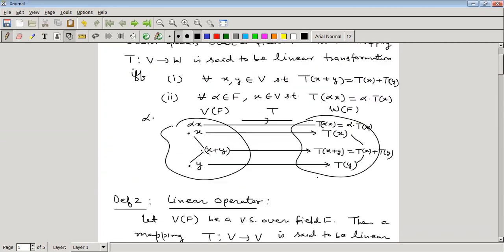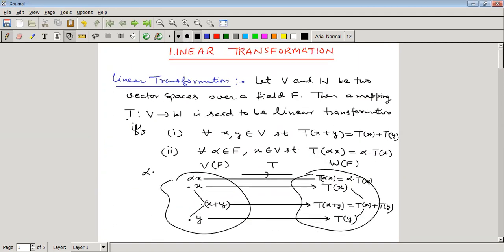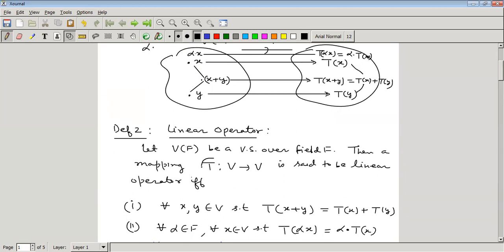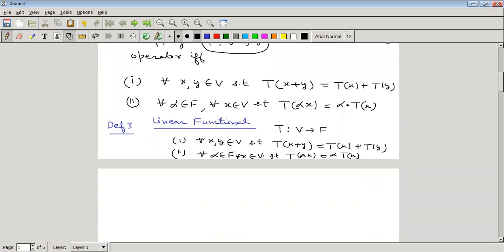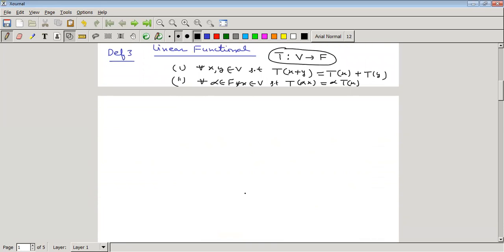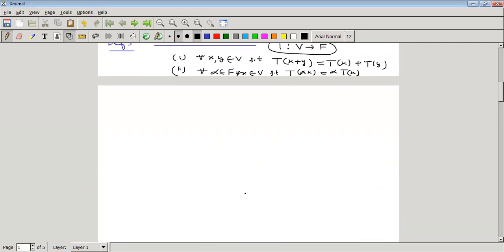So in a linear transformation, we define a transformation T from one vector space to another vector space. If we define it from the same vector space to the same vector space, then it becomes a linear operator. If we define a mapping T from a vector space to a field, then it becomes a linear functional. So this is the only difference, and all properties remain the same. If they satisfy these two conditions, then it becomes a linear transformation, linear operator, or linear functional according to their map. So now, theorem.